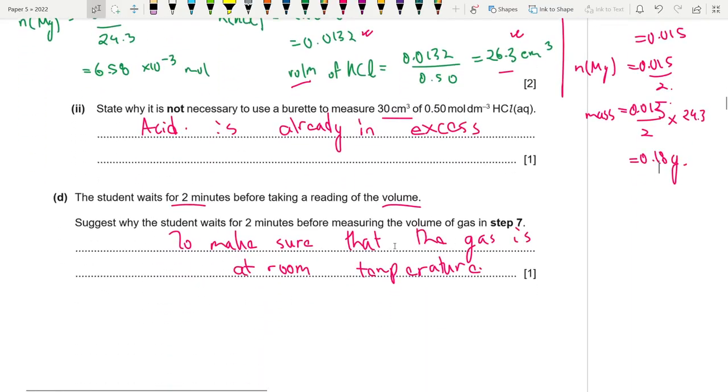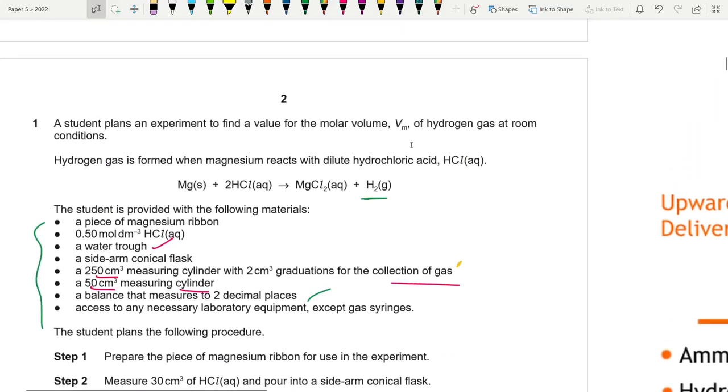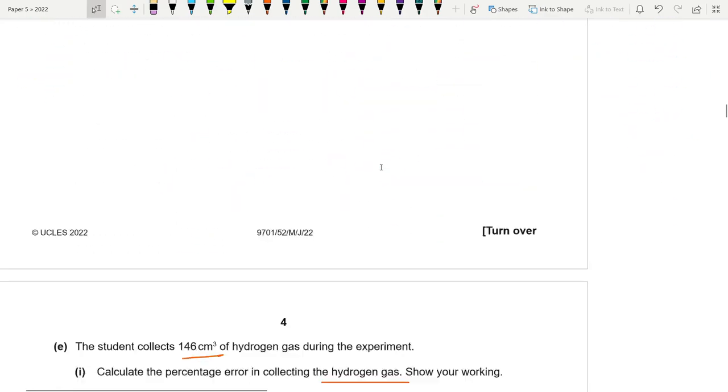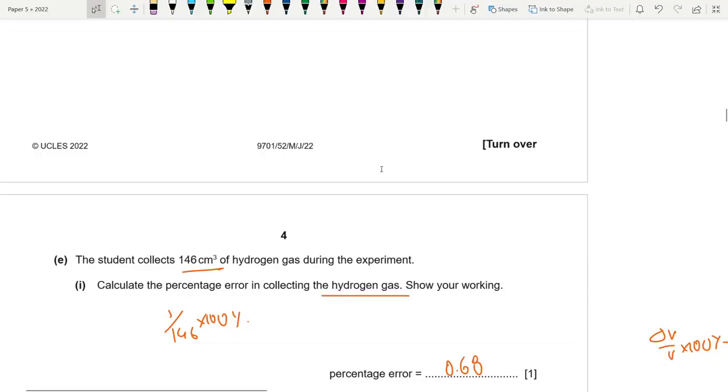So we do this to make sure that the gas is at room temperature, because the experiment was actually measuring the molar volume of hydrogen gas at room temperature, okay, room conditions. Understood? Hopefully I could clarify this part. Let's go to the next part.